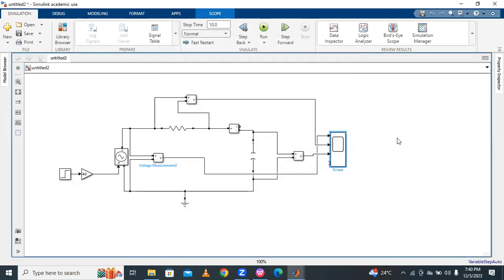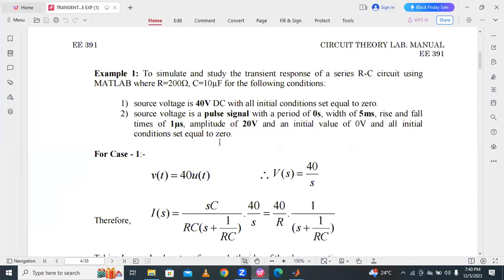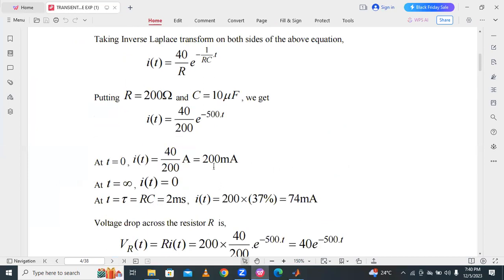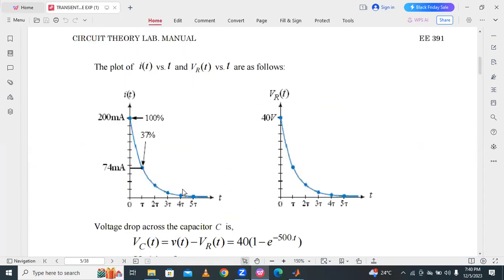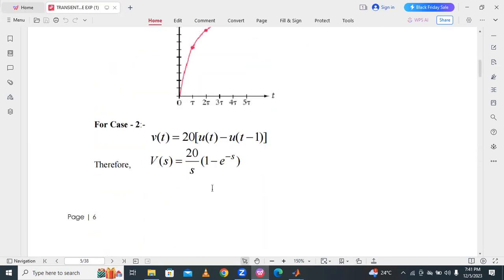Apply, OK, and then here the first one is the input voltage, the second one is the voltage across the resistor, the third one is the voltage across the capacitor. Next, the final one is the current in the series circuit. Like this, the circuit connection is over. The peak current is 200 milliamps, and the time constant is 2 milliseconds.